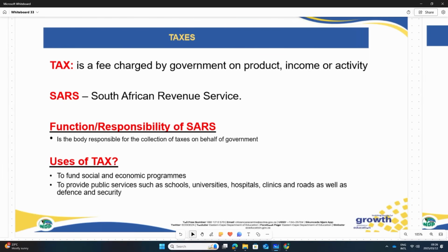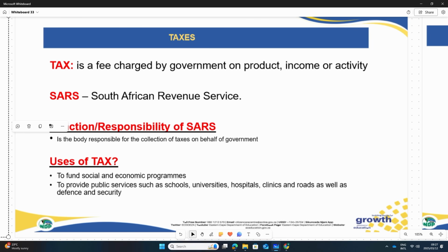Now, let us unpack the first subtopic, which is the taxes. A tax is a fee that is charged by the government on a product, income, or activity. The body that is responsible for the collection of tax is called SARS, South African Revenue Service in full. The function of this body is to collect taxes on behalf of government.